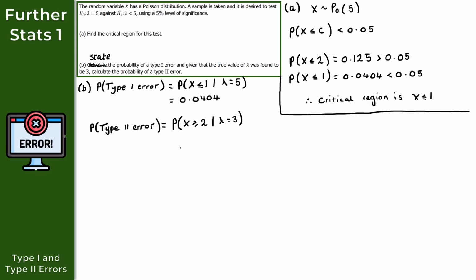Okay. So what you need to do here now is calculate this probability. So what you should get then is 1 minus 0.199 here, which if we evaluate, gives us 0.801. So we get 0.801 there. And there we have it. So that gives us the solution there to the very last question, question 2. And that actually brings us to the end of this video on type 1 and type 2 errors.